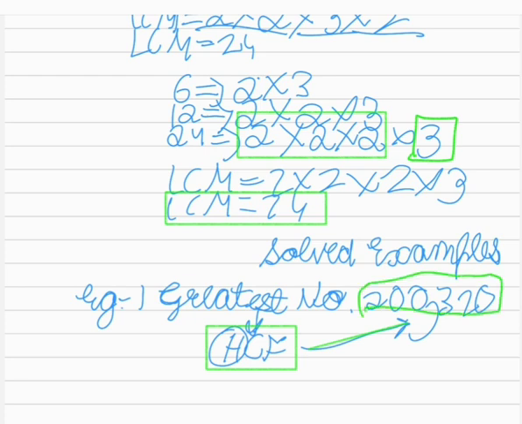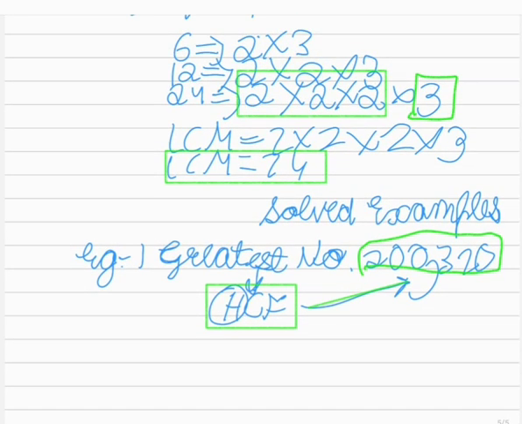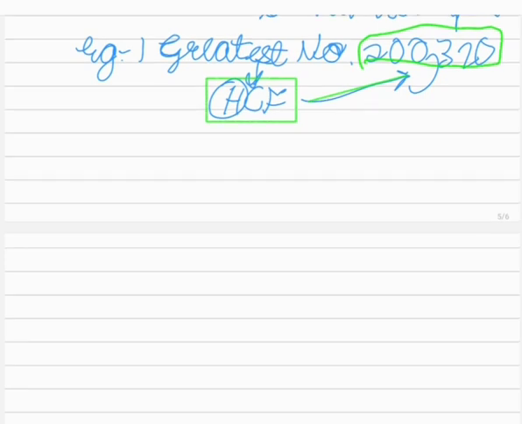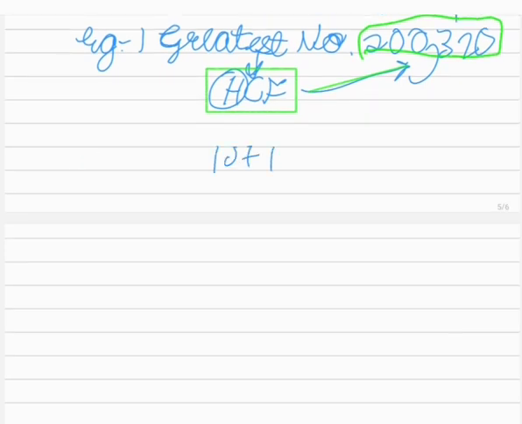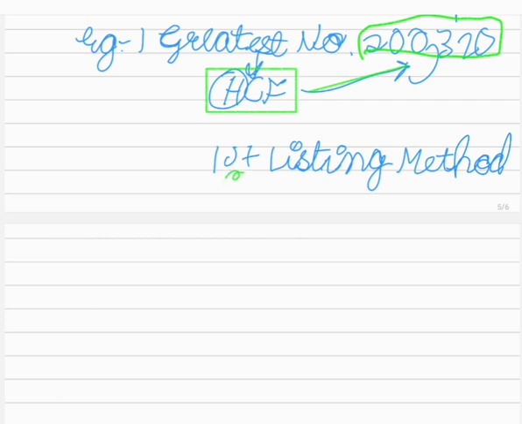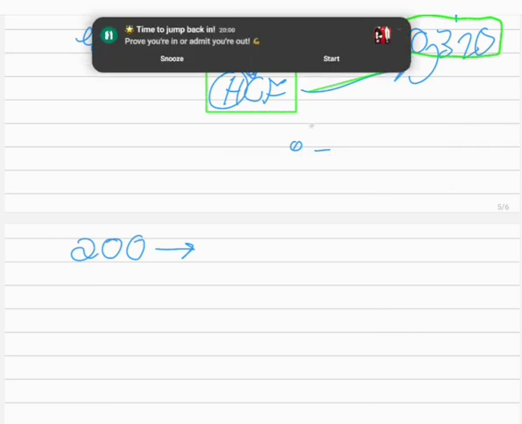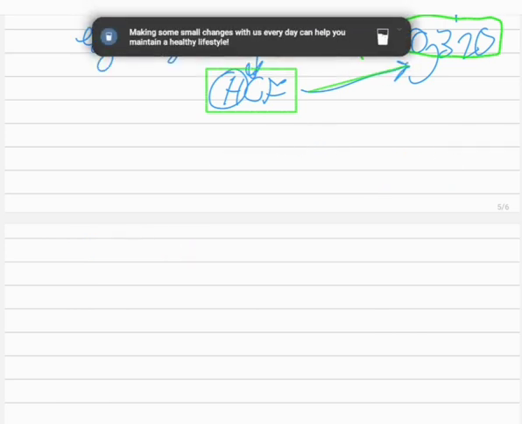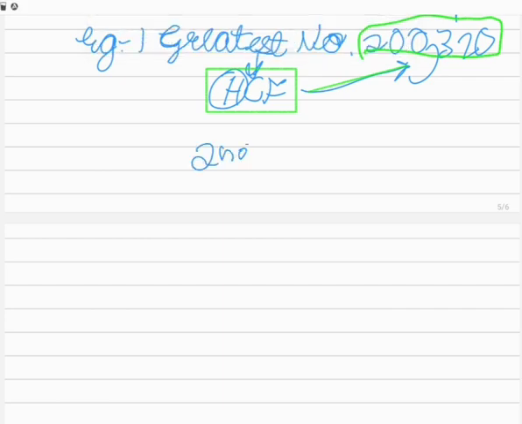So now which method will you choose? Can we choose the listing method? Okay, first we will try the listing method. With this method, first we have to write the common factors. Oh, the number is very big. How can we write the common factors of it? So don't do it with the listing method. We will do it with another method, the second method, which is prime factorization.